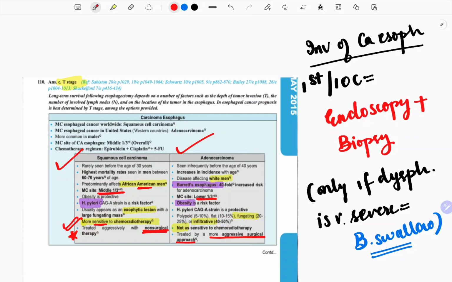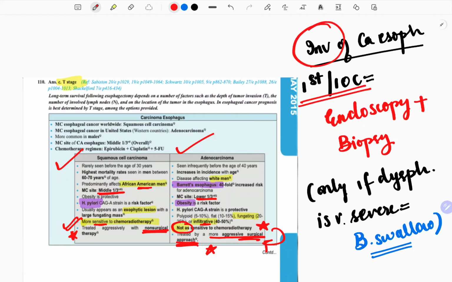In adenocarcinomas, the most common patient is a white male. The risk factors are Barrett's and obesity. These are specific for adeno. We will mostly see infiltrative and fungating lesions. See, infiltrative. And these are not sensitive to chemoradiotherapy. So the treatment mostly lies either in palliation if the stage is advanced, or an aggressive surgical approach. So just remember.